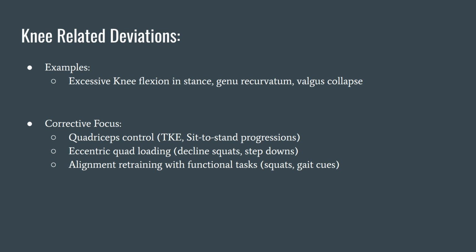Corrective exercises include quadriceps control, starting with a basic TKE, and then going into sit to stand progressions. Eccentric quad loading, such as decline squats, and also step downs. And then alignment retraining during functional tasks, especially with squats and normal mechanics.